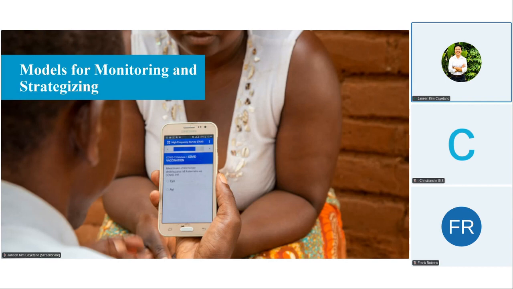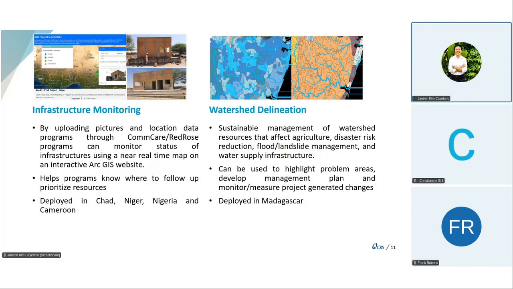And then the next ones are some of the models related to monitoring and strategizing. This is probably during the project phase already. So we have infrastructure monitoring. We use CommCare or Red Rose as our data collection tool. If you're also familiar with a more public data collection tool named Kobo, that's also a good example of it.